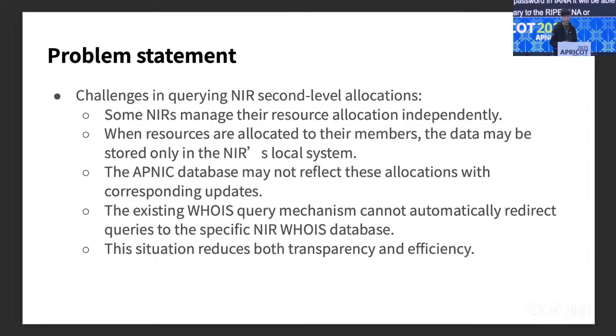The second problem statement is the challenge of querying NIR second-level allocations. Some NIRs manage their resource allocation differently, and when a resource is allocated to their member, they might not make an update on the APNIC WHOIS server. The APNIC database may not reflect the allocation with live updates, so it is not credible. And the query cannot automatically redirect to the specific NIR WHOIS database, so all data is still saved at the APNIC WHOIS server.